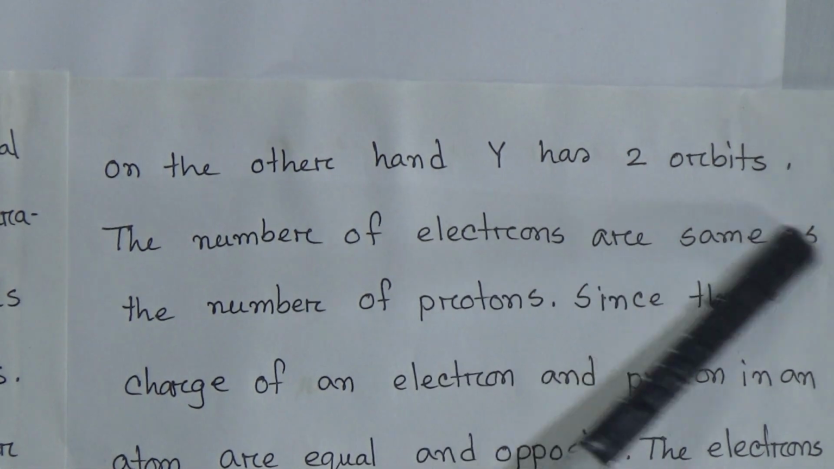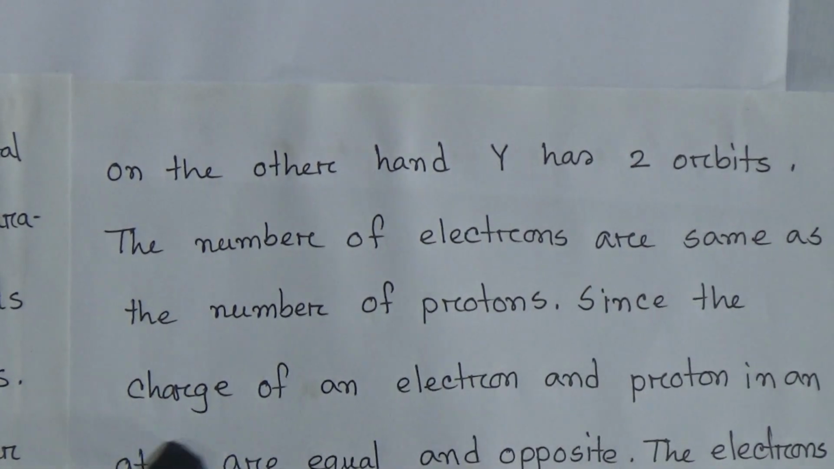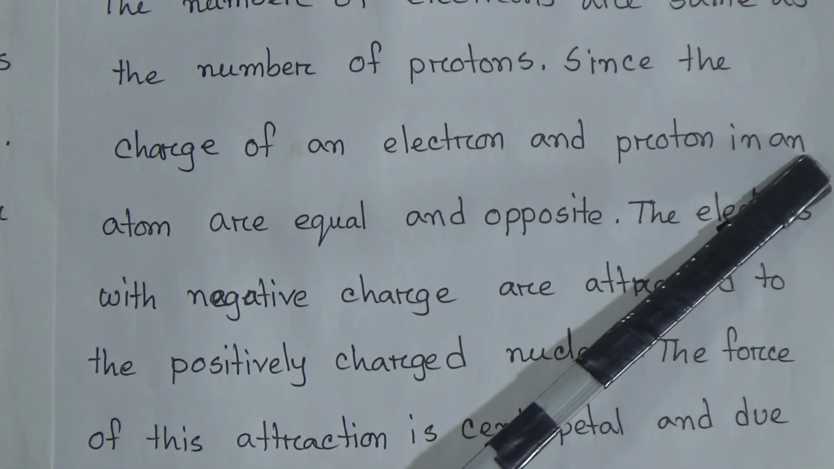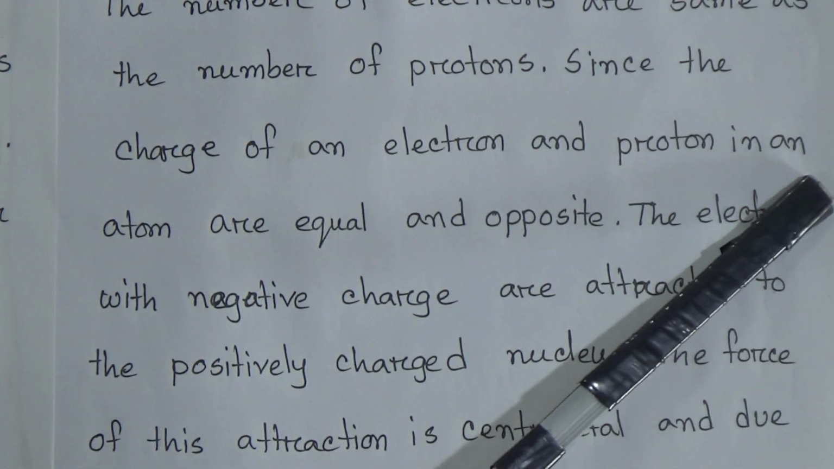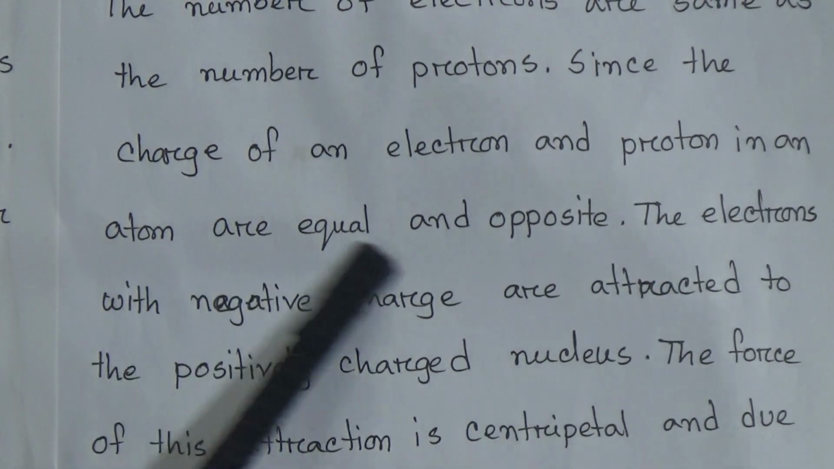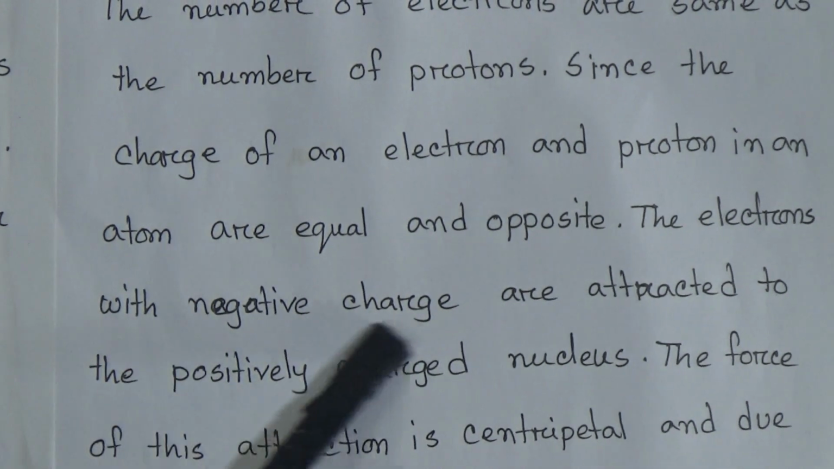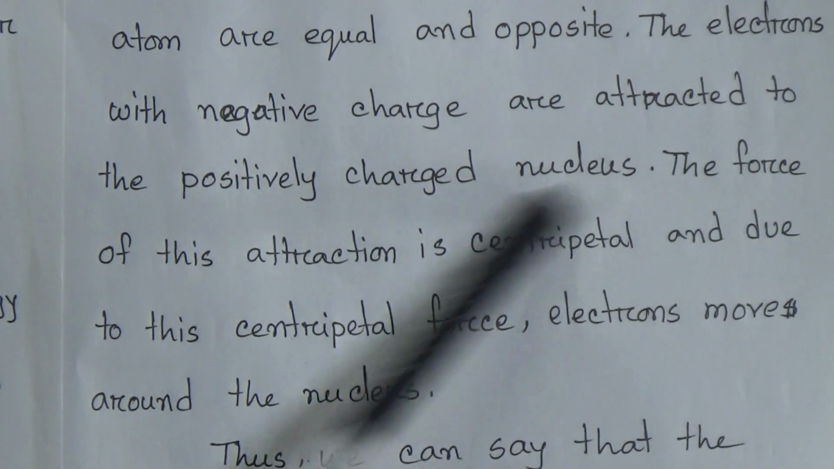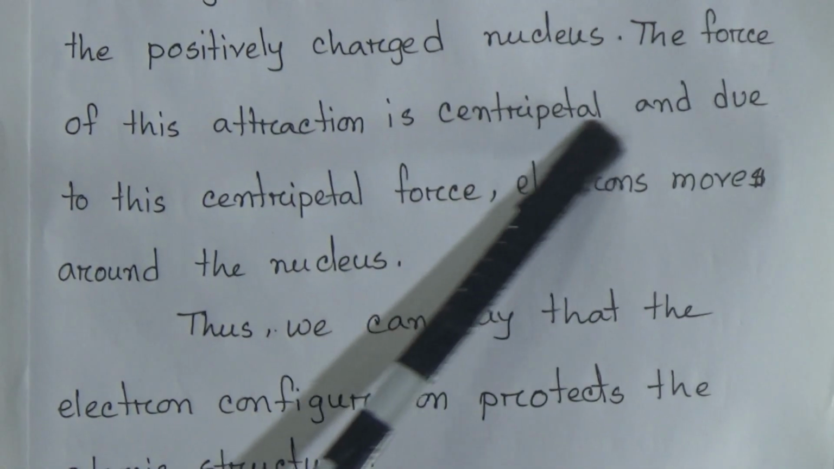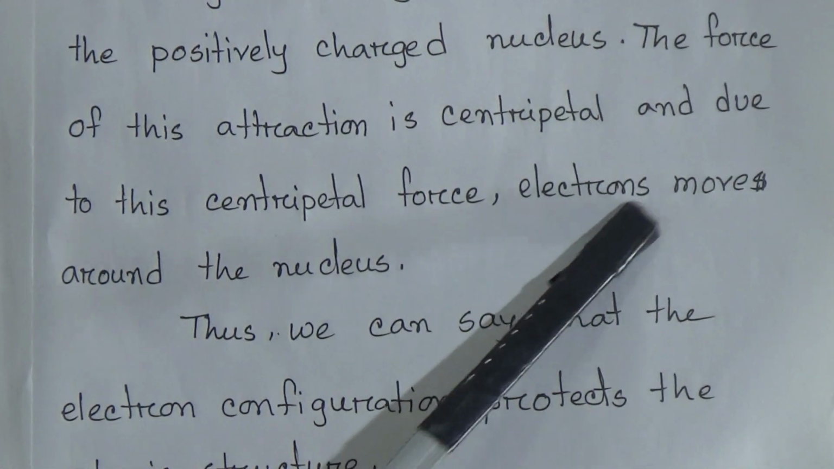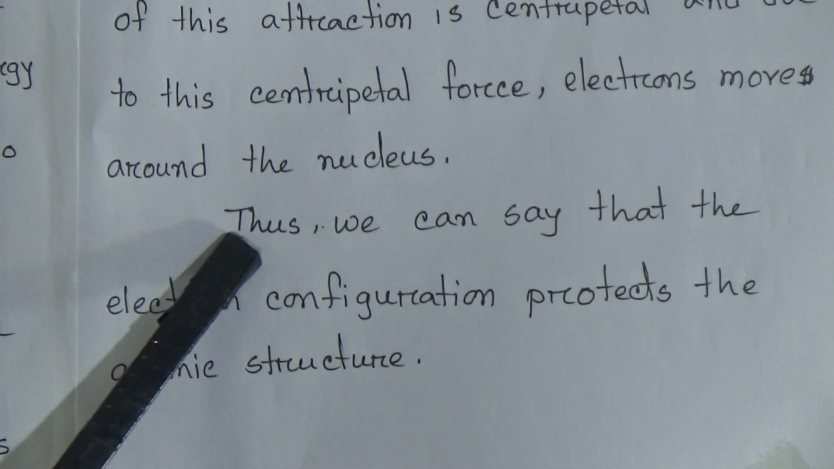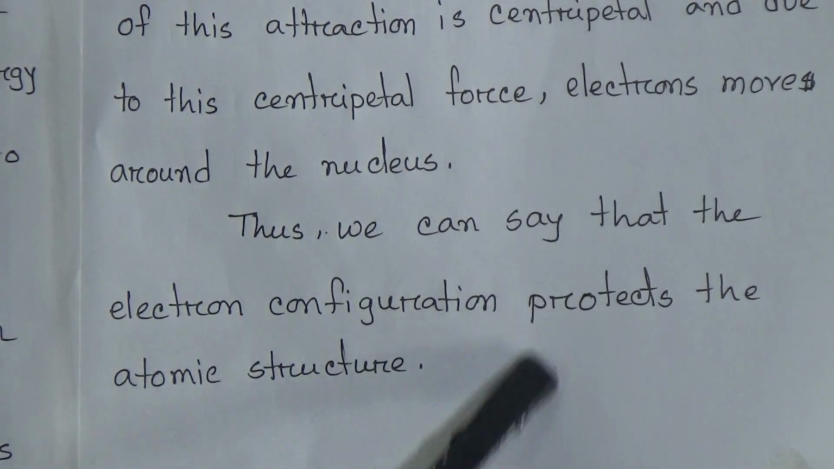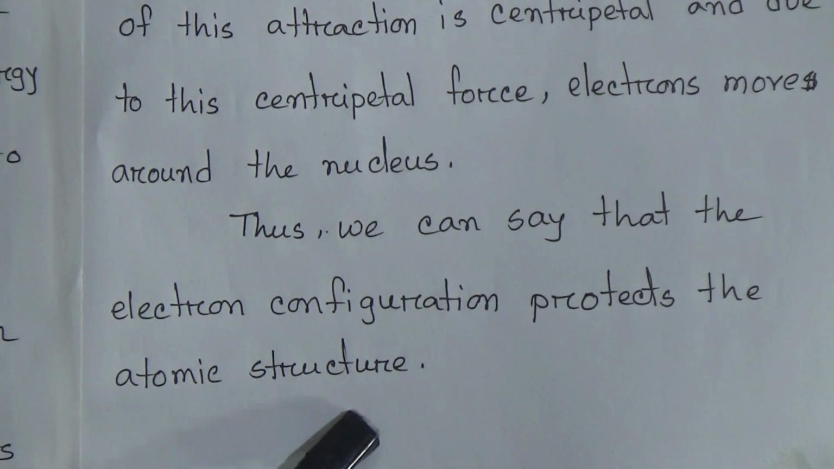The number of electrons is the same as the number of protons, since the charge of an electron and proton in an atom are equal and opposite. The electrons with negative charge are attracted to the positively charged nucleus. The force of this attraction is centripetal, and due to this centripetal force, electrons move around the nucleus. Thus we can say that the electronic configuration protects the atomic structure.